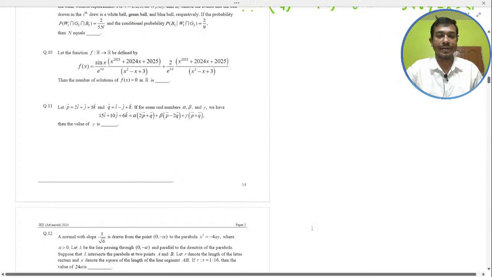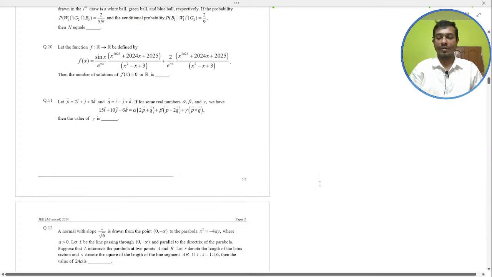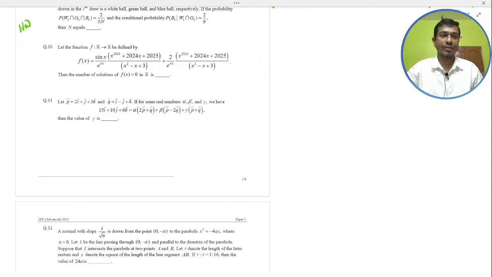See the question number 11, and these are for the homework. Let p be 2i plus j plus 3k and q be i minus j plus k. If for some real numbers alpha, beta and gamma, we have 15i plus 10j plus 6k is alpha into (2p plus q) plus beta into (p minus 2q) plus gamma into (p cross q), then the value of gamma is what?